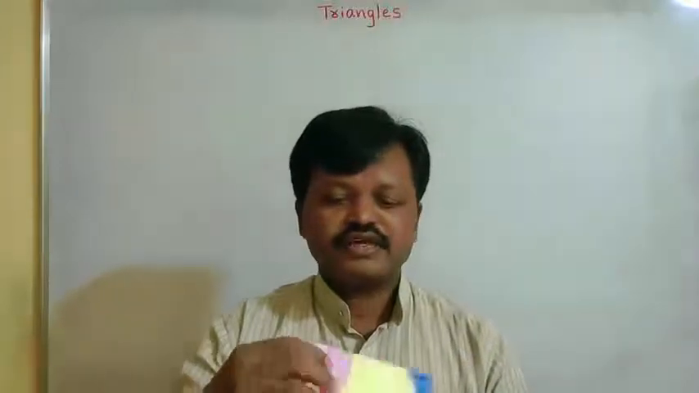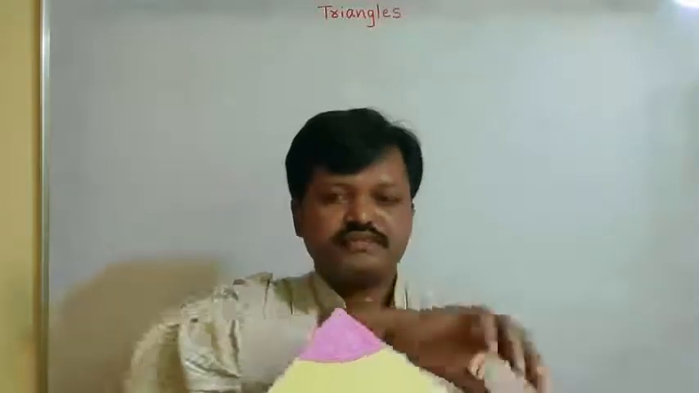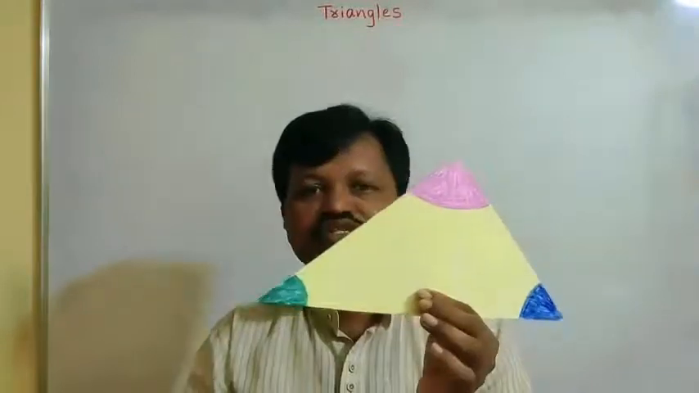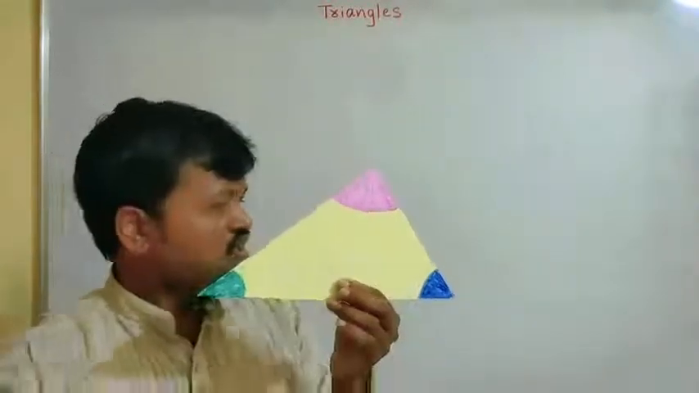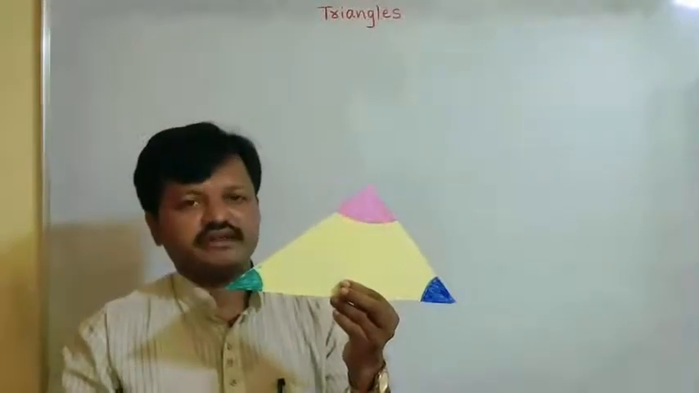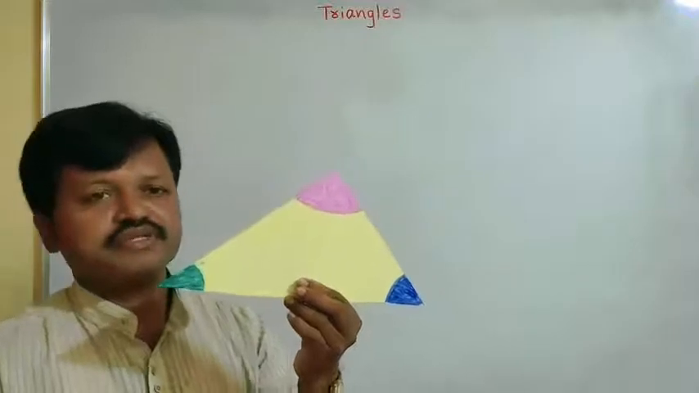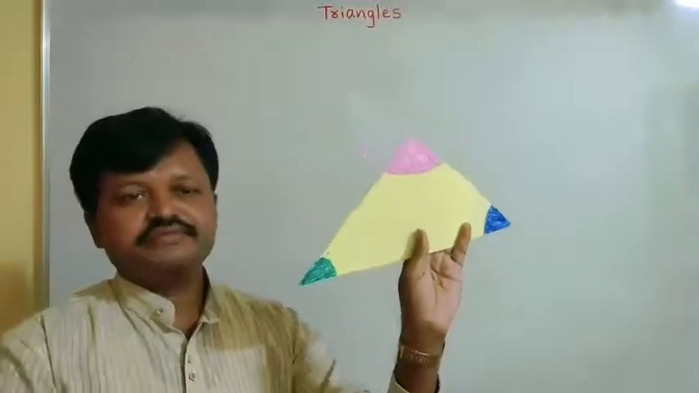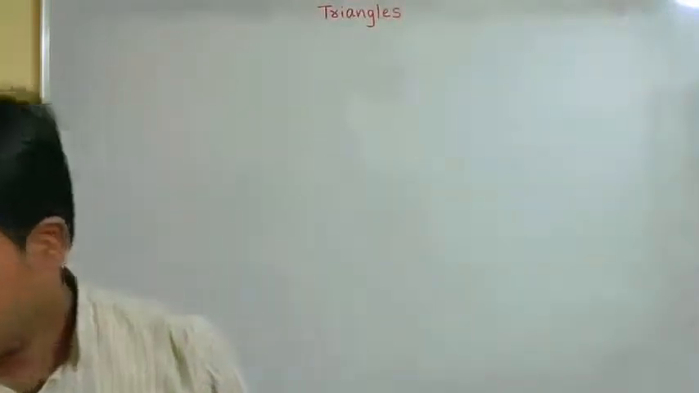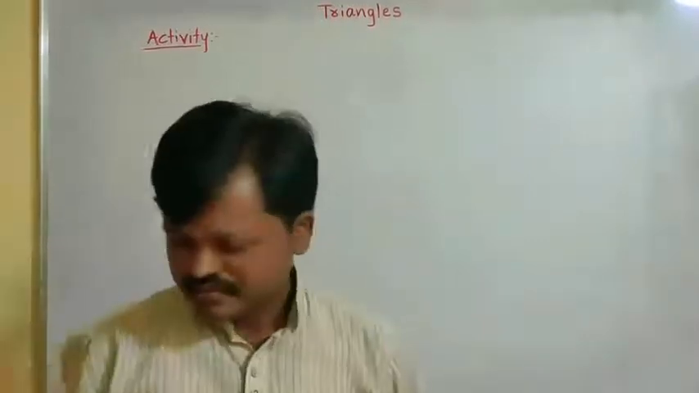So in these triangles there are three angles, 1 2 3, and three sides, this one side, this one side, and this one side. So all these things we see in earlier standards, and today we see also some properties about these triangles. For that we do here one activity. So what is the activity?